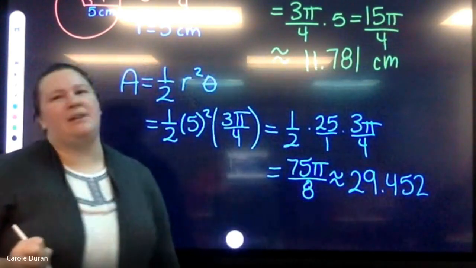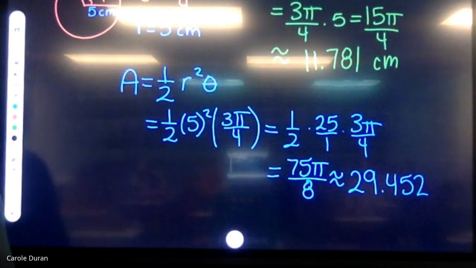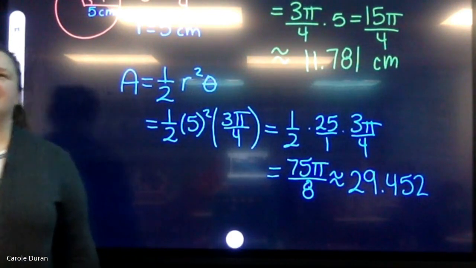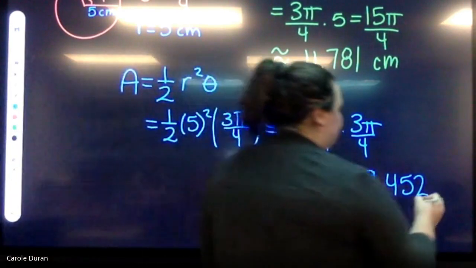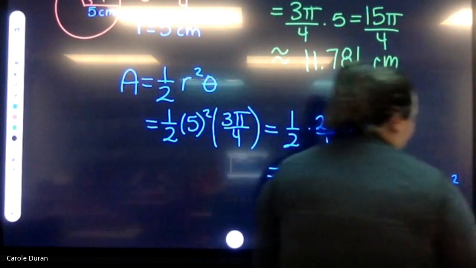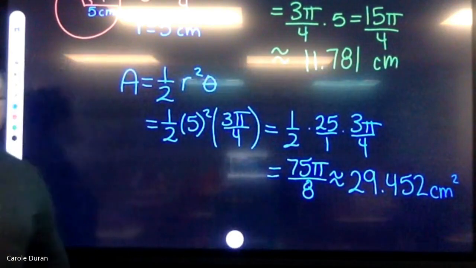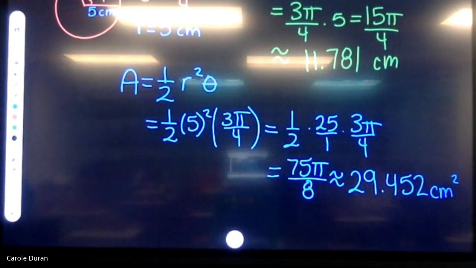Anybody else get 29.452? What is my label? Centimeters squared because it's area. Anytime you have area, I expect you to square your label. And I expect you to label if we have units to work with. Questions, concerns, or issues? So if my radius is in inches, my labels are inches. If my radius is in yards, my label is yards.